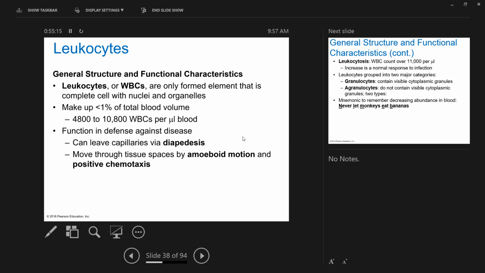Generally, in a microliter of blood, we're going to have somewhere around 5,000 white cells. A microliter of blood will have 5 million red cells, 5,000 white cells, and 500,000 platelets. Remember the 5. So we don't have a lot of white cells in our blood. We don't make as many.